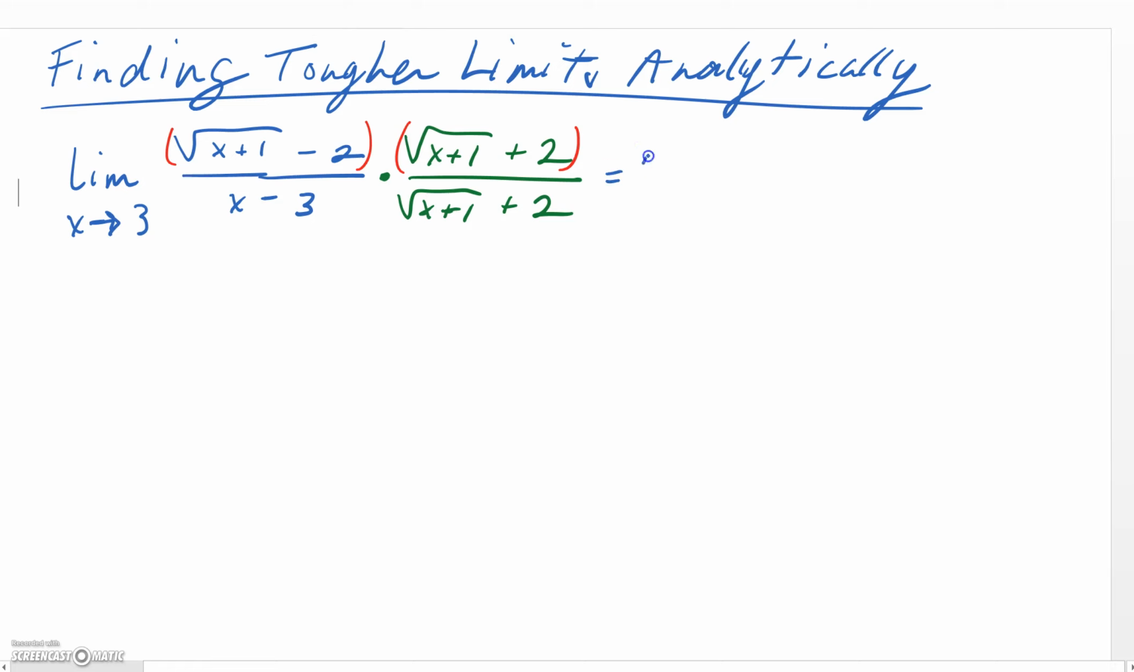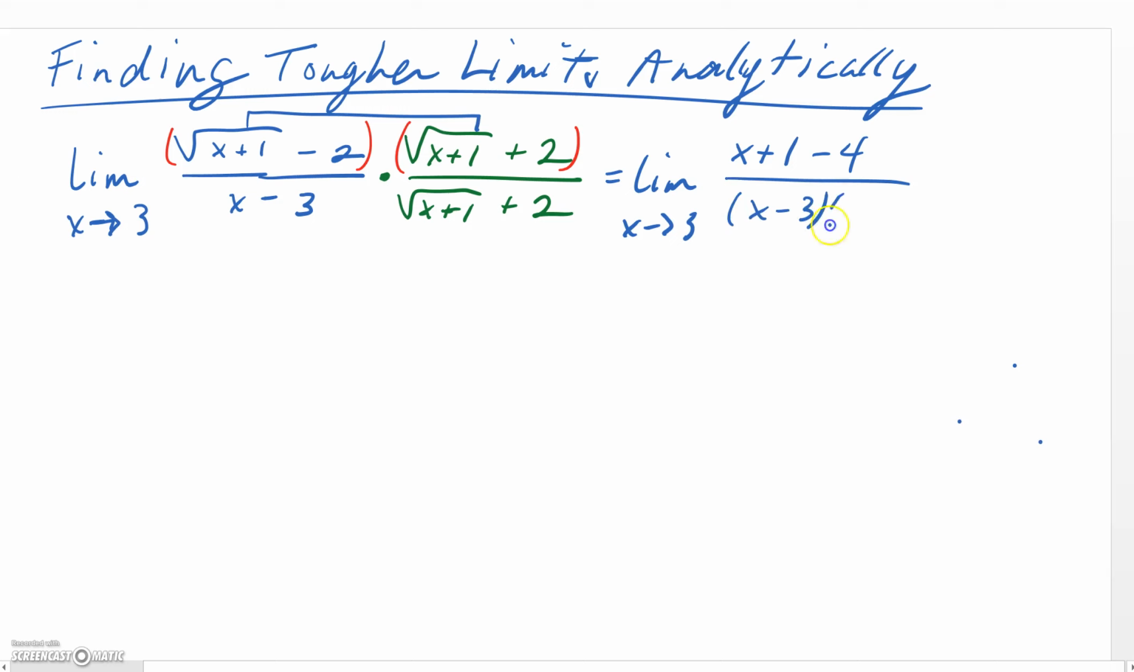So what we end up with here is this. The limit as x goes to 3 of the following. Well, the square root of x plus 1 times the square root of x plus 1 is simply x plus 1. The outer product and the inner product are opposites, so they wipe each other out. And we're left with negative 2 times 2, which is minus 4. Over x minus 3 in parentheses times the square root of x plus 1 plus 2 in the denominator. And please do not expand the denominator in a problem like this. It will just cause you trouble.